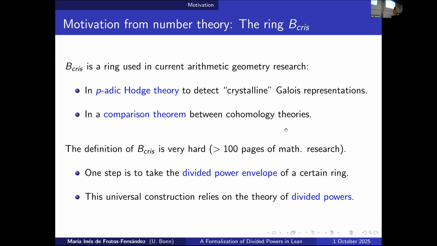So if we want to be able to have a complete formalization of this ring B_crys in Lean, so that we can keep then formalizing research in arithmetic geometry, one of the first things that we need to do is to develop the theory of divided powers, and that's what we do in this paper.